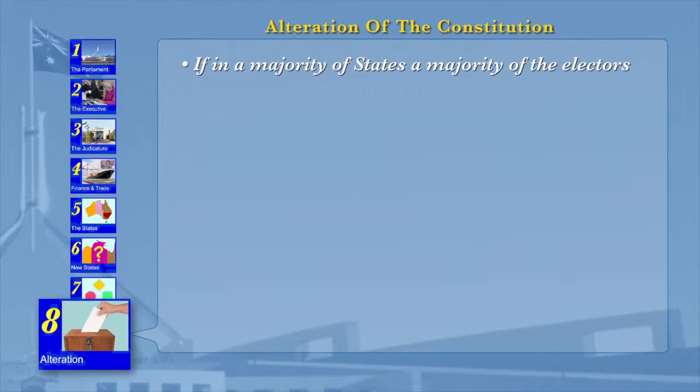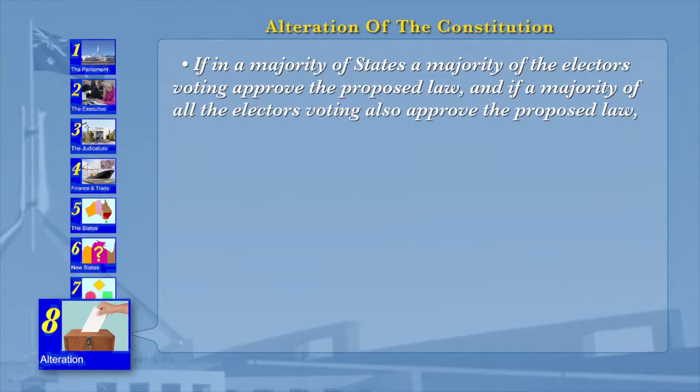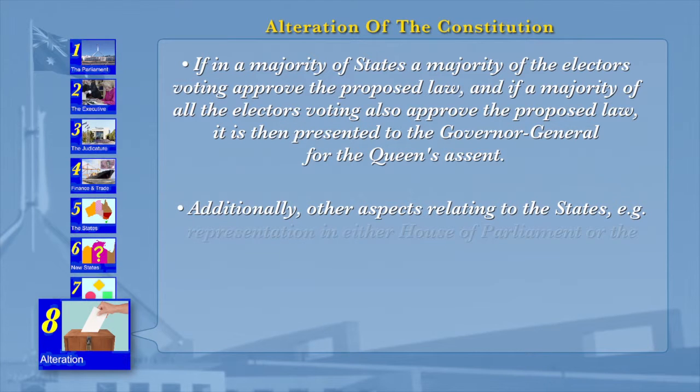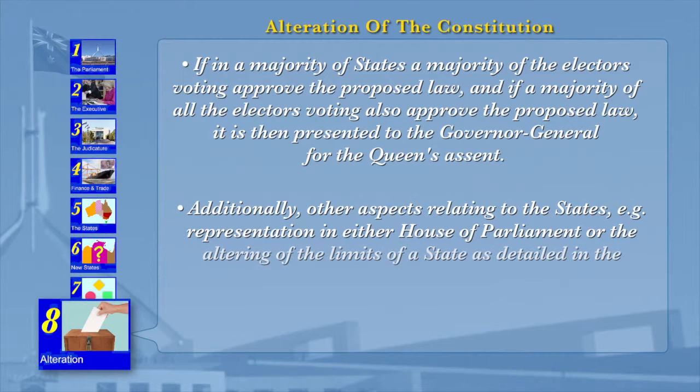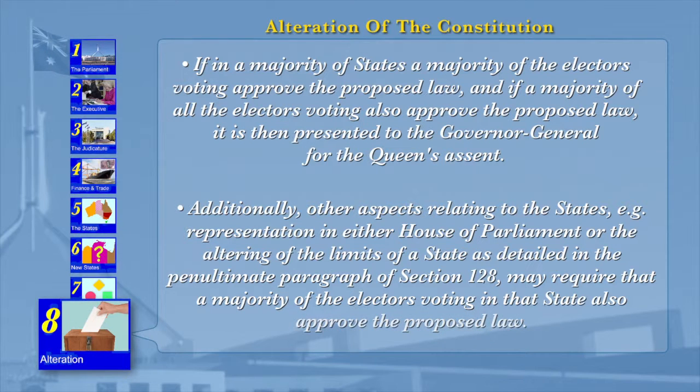If in a majority of states, a majority of the electors voting approve the proposed law, and if a majority of all the electors voting also approve the proposed law, it is then presented to the Governor-General for the Queen's assent. Additionally, other aspects relating to the states, for example, representation in either House of Parliament or the altering of the limits of a state as detailed in the penultimate paragraph of Section 128, may require that a majority of the electors voting in that state also approve the proposed law.